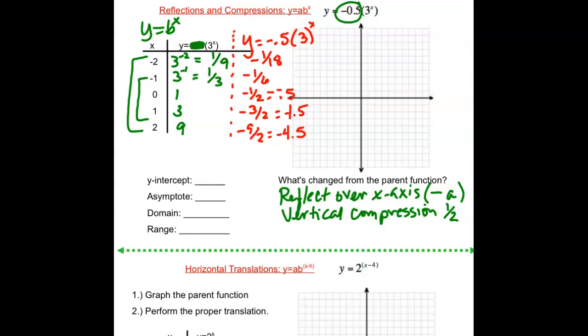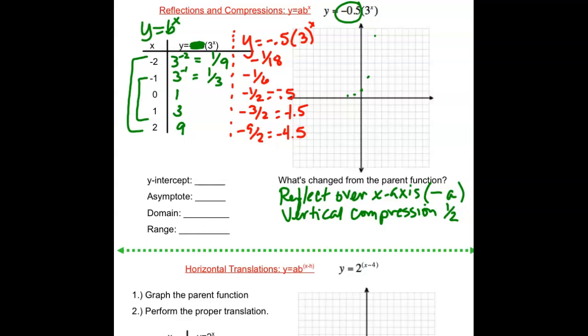Our parent function, we had points 2, 9, 1, 3, 0, 1. Sorry, plotted that in the wrong spot. 1, 3, 0, 1, negative 1, 1/3, and then we were down at 1/9. Okay, now we are flipping these upside down and compressing them.